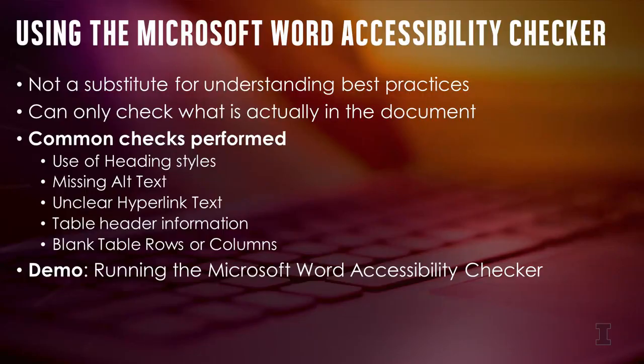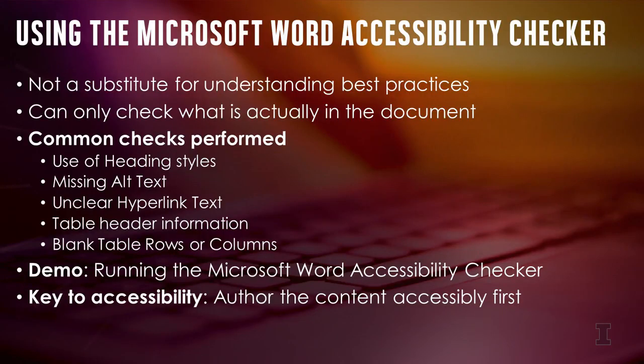All of these checks assume that we are already using heading styles, for example. And you'll see how this plays out in the demo. The key here is to author the content accessibly first. And I'll repeat that. Author the content accessibly first according to best practices, and then you can use the accessibility checker afterwards to check for any remaining issues.